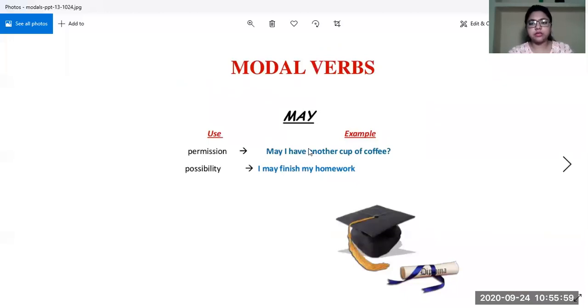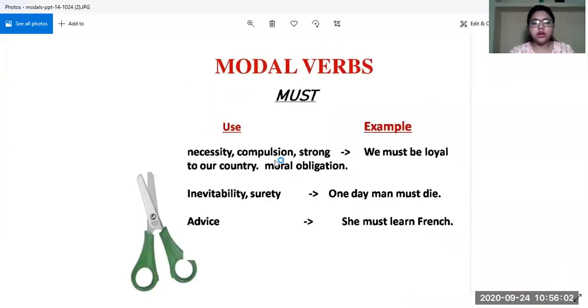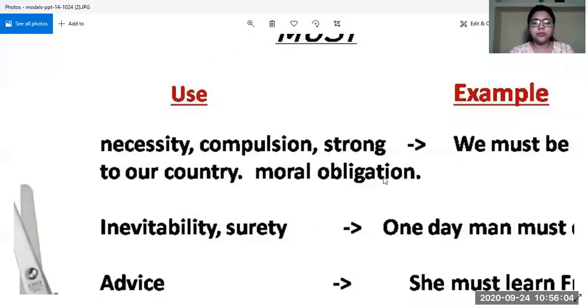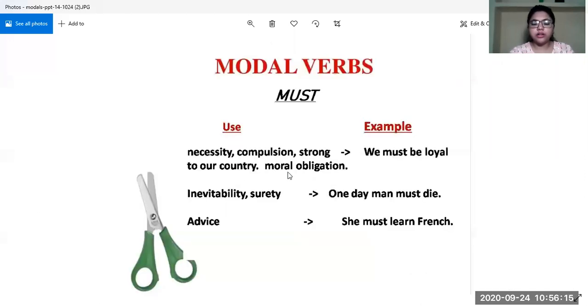Now comes must. Must is used for necessity, compulsion, strong moral obligation. For example, we must be loyal to our country. This is a strong moral obligation. Then inevitability or surety, like one day man must die, it is inevitable. This cannot be denied. This will happen for sure. Advice: she must learn French, so this is a piece of advice.